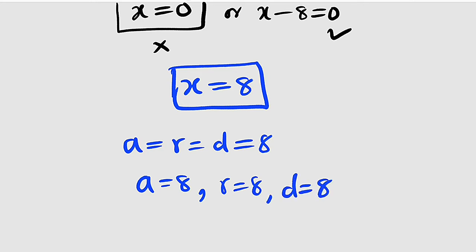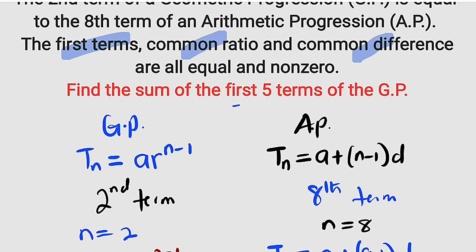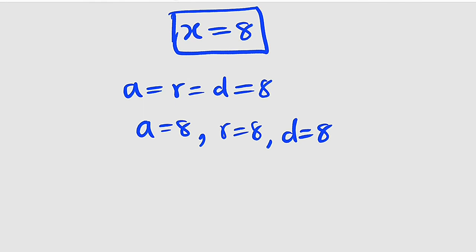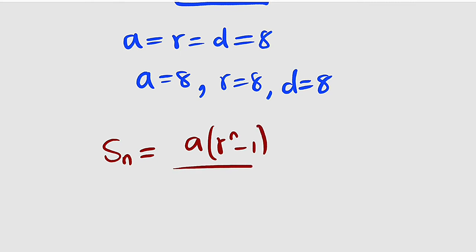Now we have obtained the values of A, R, and D. But what are we looking for? We are looking for the sum of the first 5 terms of GP. So what is the formula? The sum of n terms in GP, Sn, is equal to A multiplied by R to the power of n minus 1, divided by R minus 1, for which R is greater than 1.